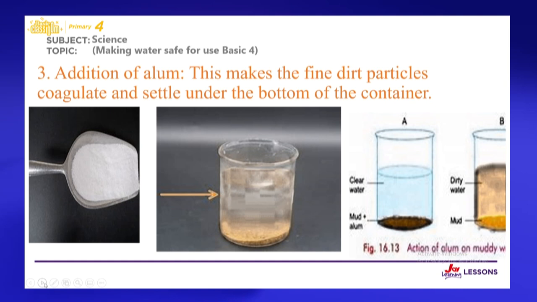So the fine particles coagulate. They come together and settle at the bottom of the container. So all that you have to do is just decant. You pour out the clear liquid into another container and the water is now clean for you. So, addition of alum.